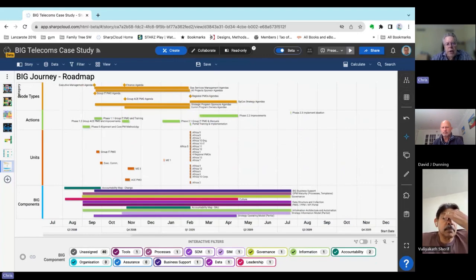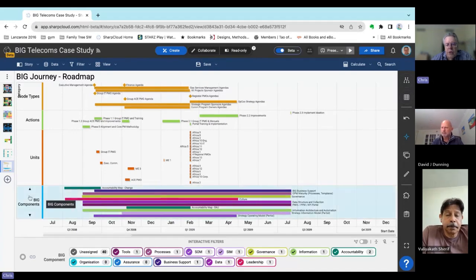And the actions here reflect the actual project phases, if you like, where we were implementing these changes. And you can see there's relatively few, 6 or 7 spread out over a year to implement across all of these different units.